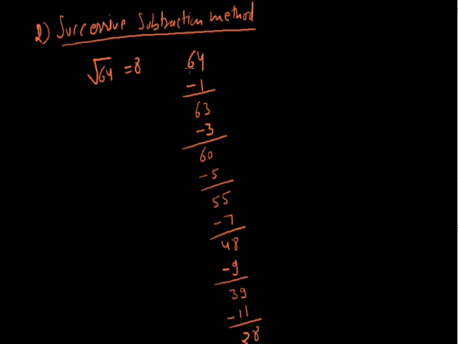How many odd numbers do we subtract from this given number to get 0? So we see that 64 is subtracted by 8 odd numbers. So the square root of 64 is 8. So this method is the successive subtraction method.